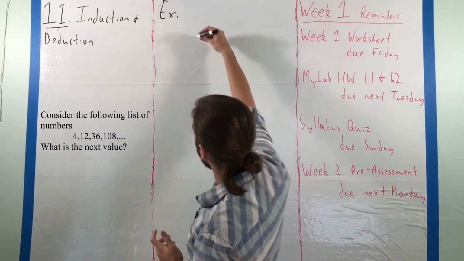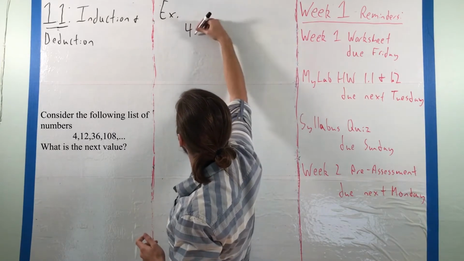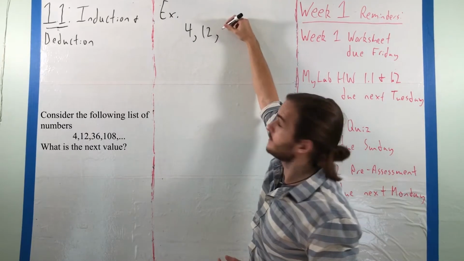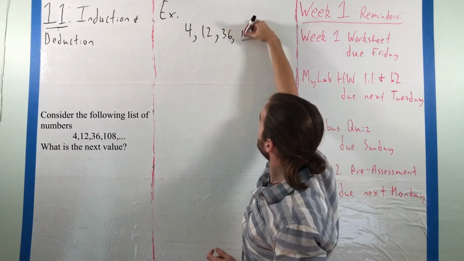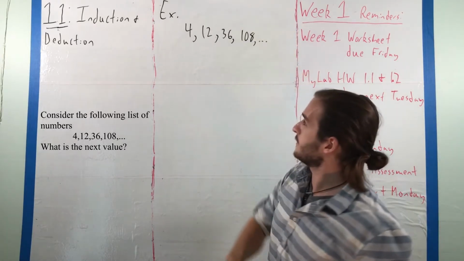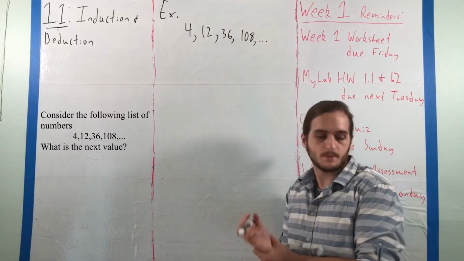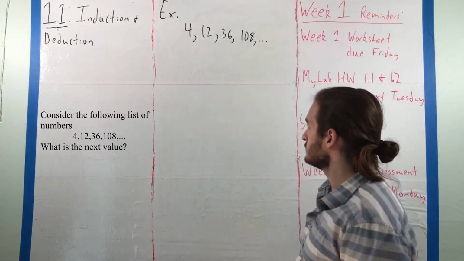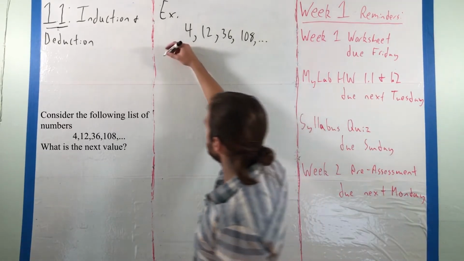So, let's start out by writing out our numbers. 4, 12, 36, 108, and then so on down the line, where our job is to figure out what happens down the line. Well, let's think about the first two.